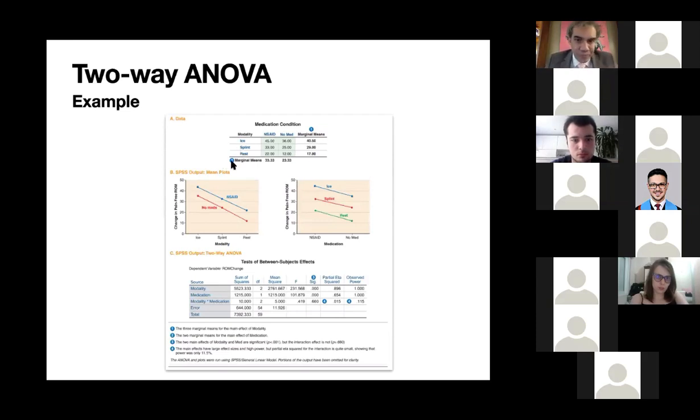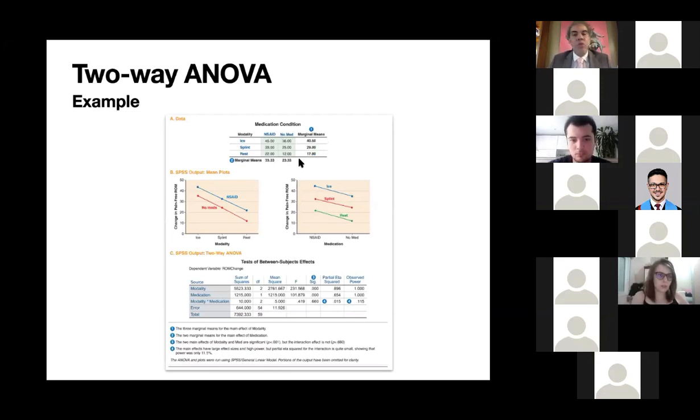For example, here you see the data: NSAID, no med, ice, splint, rest. Here you've got the marginal means. The mean range of motion for patients with NSAID is 33.33. With no meds, 23.33. If you put ice, the range of motion is 40.50. Splint 29. Rest is 17. So these are the marginal means.